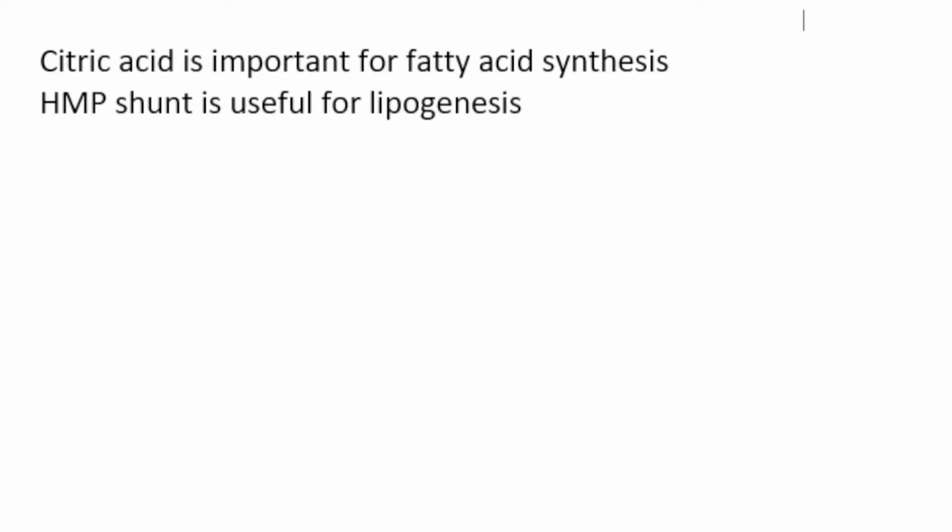So the question is, you have to justify these sentences. Citric acid is important for fatty acid synthesis and HMP shunt is useful for lipogenesis. Now for fatty acid synthesis or lipogenesis, we need three things.